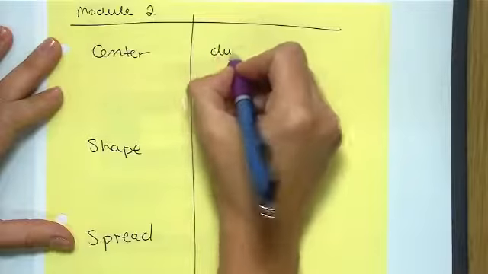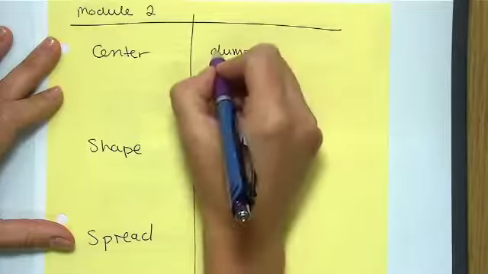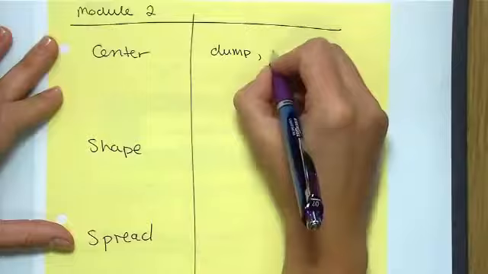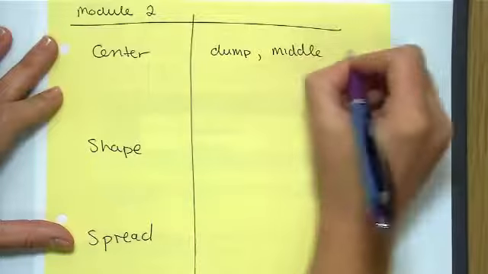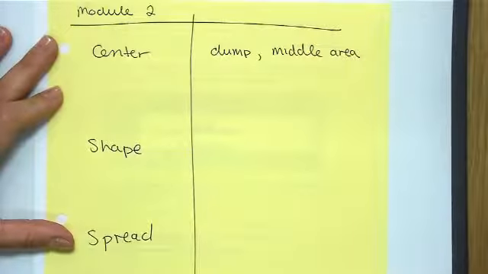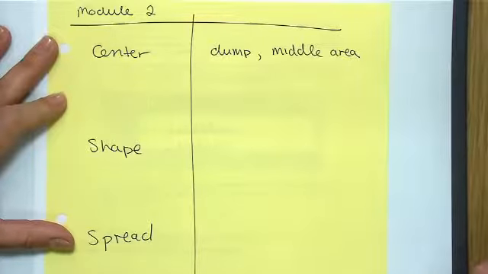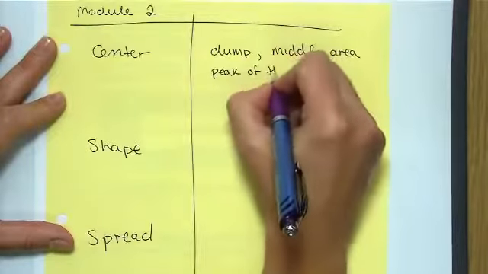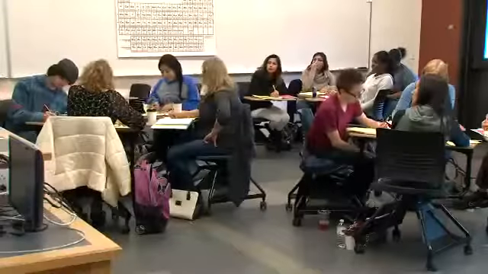You kind of looked for the clump, right? When you looked for the center. Maybe you even described it as the middle area. I'm being very vague here. Yeah, the peak of the mound. Okay. Like a mountain. Like a mountain.